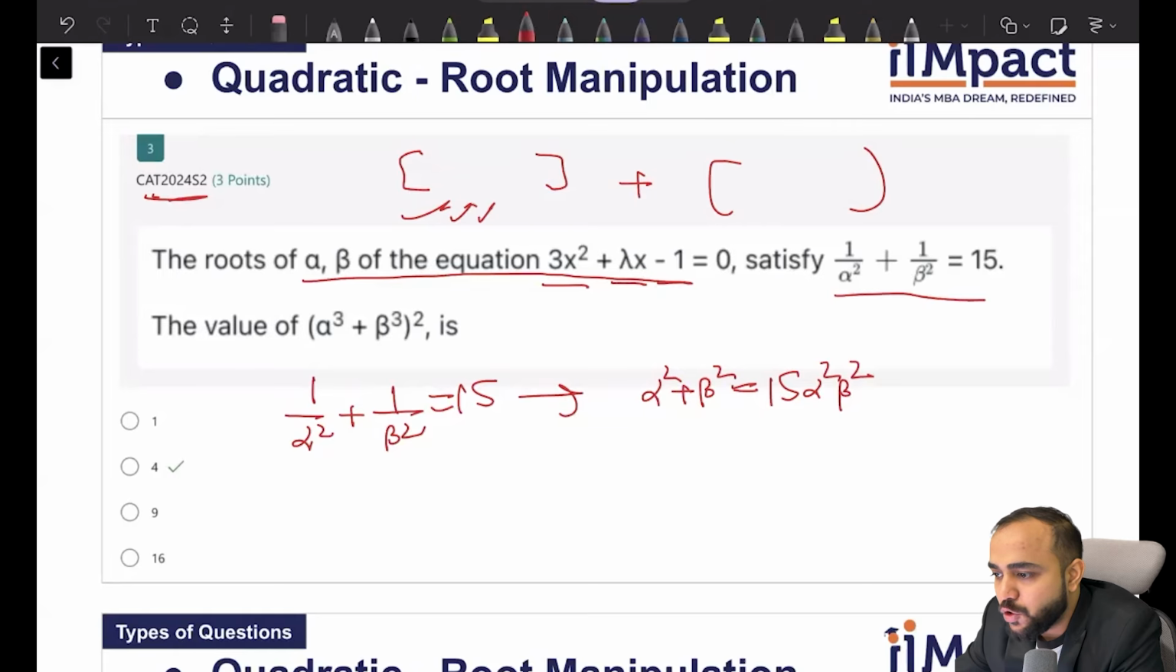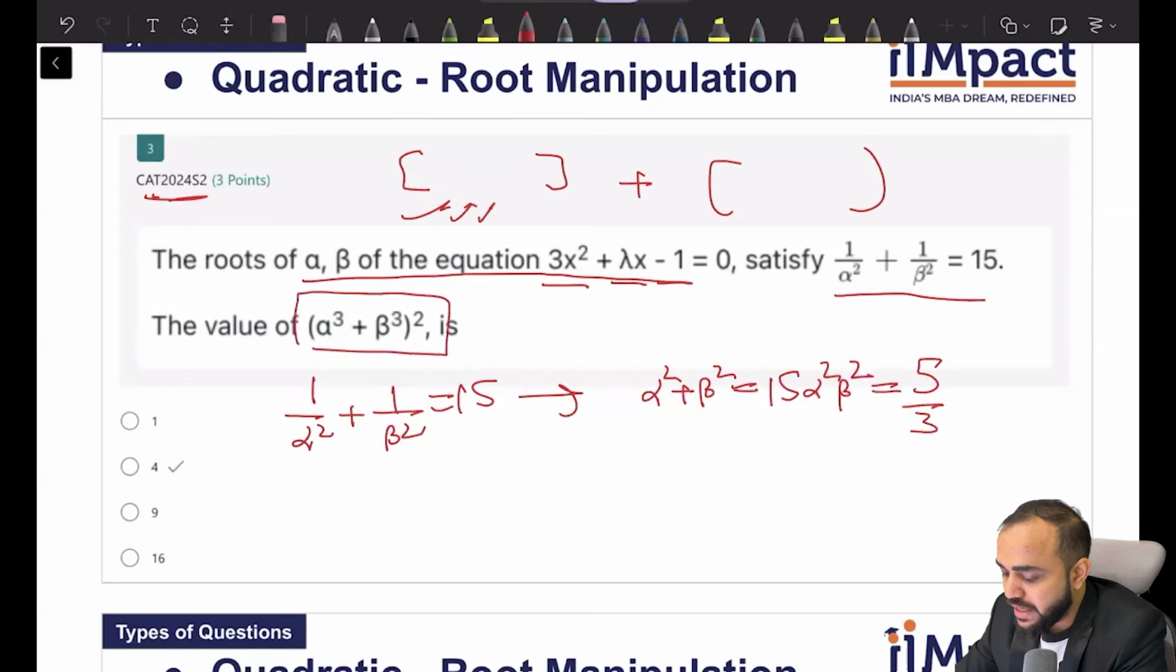Yes, I know what alpha into beta is. It is minus 1 by 3. So the square will be 1 by 9. So this entire thing is 15 by 9 or 5 by 3. Okay, now before I jump the gun and go on to find the exact values of alpha and beta, let us just first focus on what they have even asked me.